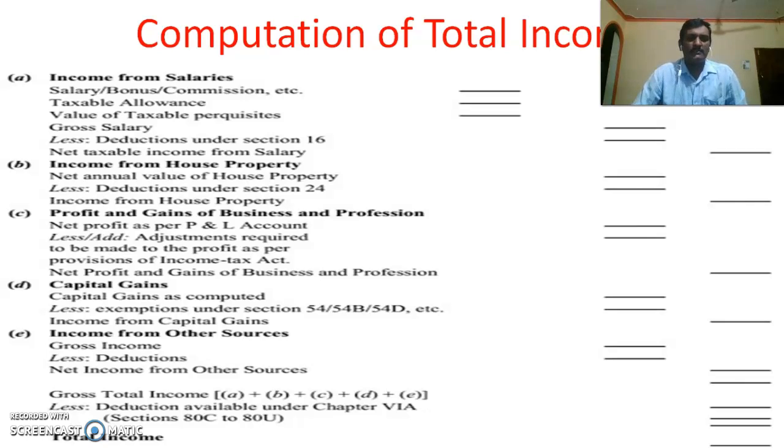After this, we make the aggregation of all these 5 heads, and that is called gross total income. The aggregate of heads A, B, C, D and E is called here the gross total income. From that, we subtract the deductions under Chapter VI-A, under section 80C to 80U. There are various deductions eligible. After that, whatever balance arises is called total income. On this total income, we have to charge the tax as per the provisions provided during a particular assessment year.